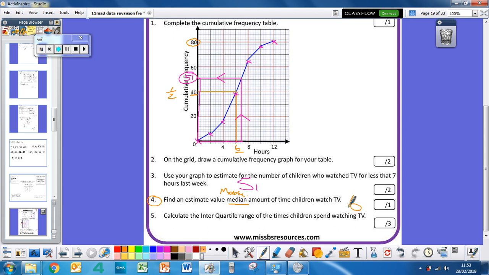Okay? You can't just say it's the middle across here. You have to go up, halfway, across and down. It might end up in the middle, but that's how you've worked it out.